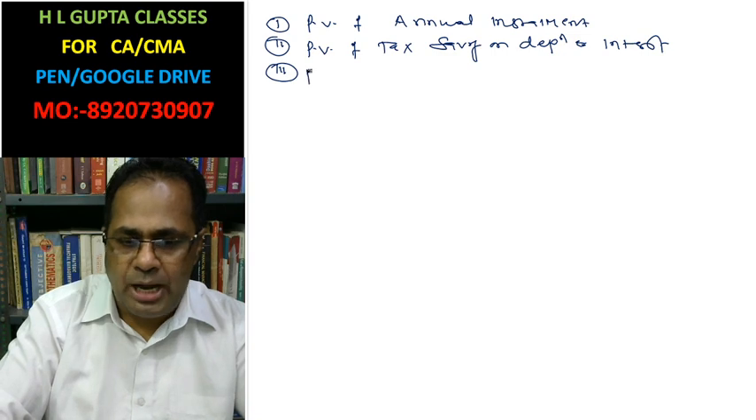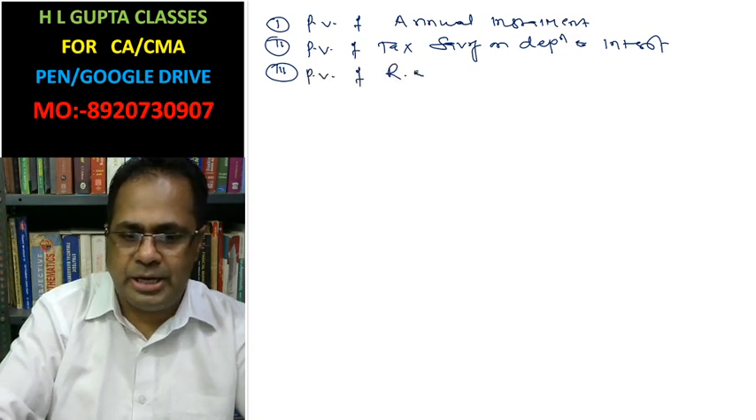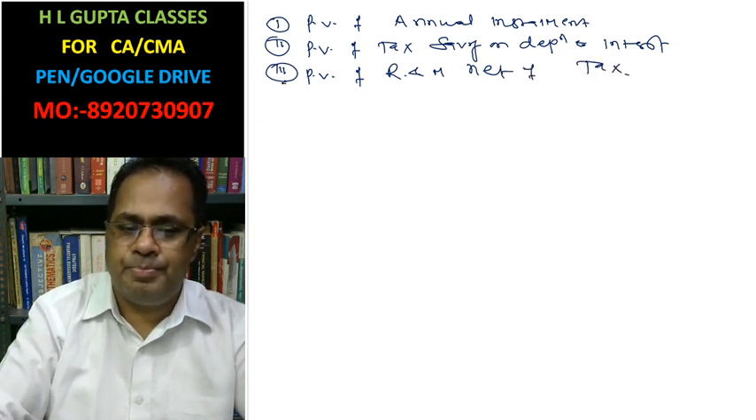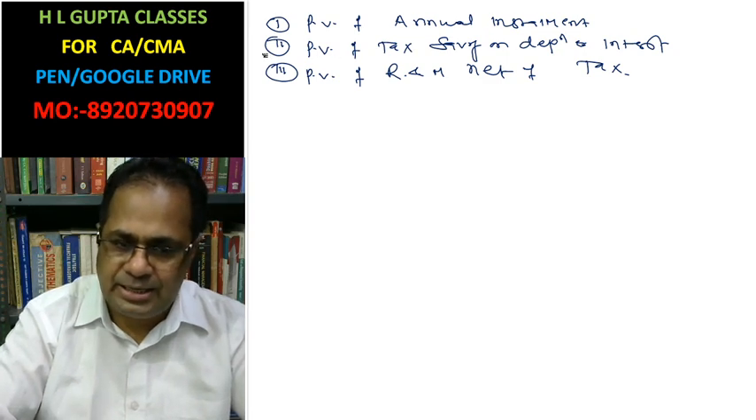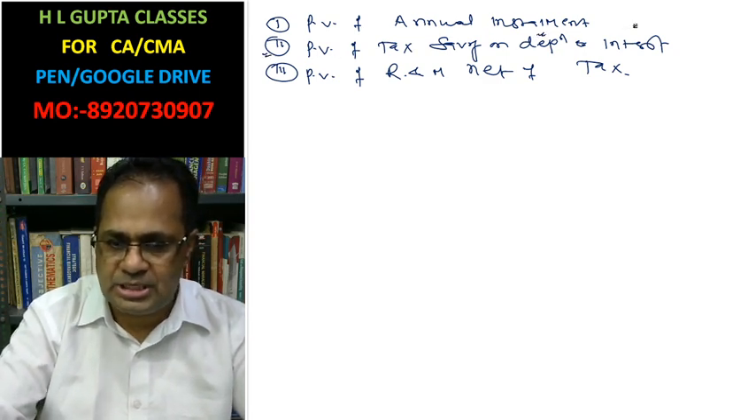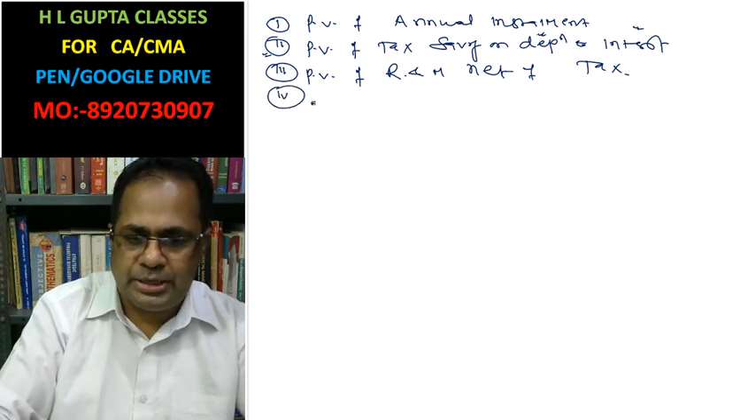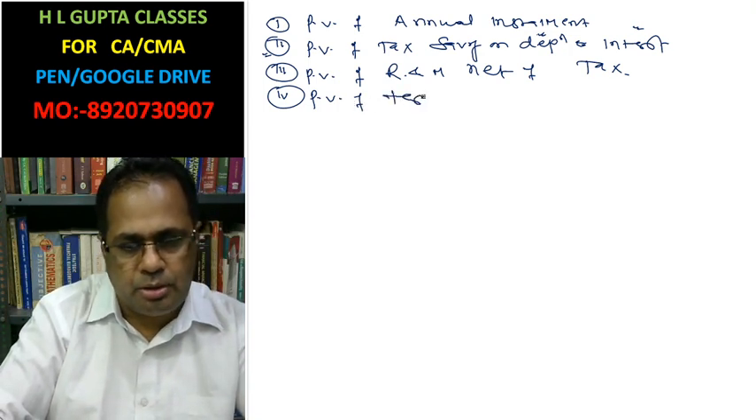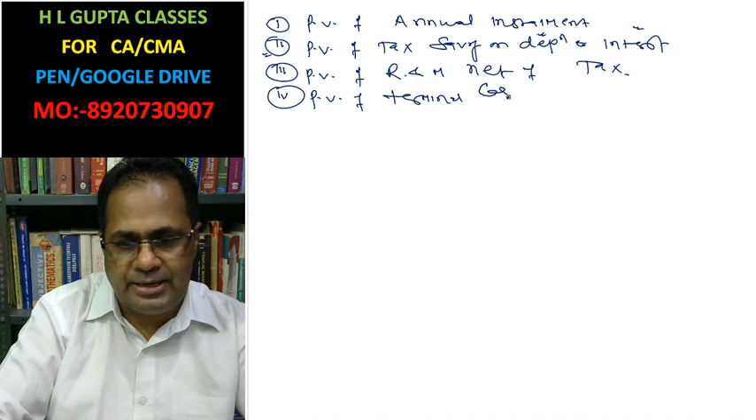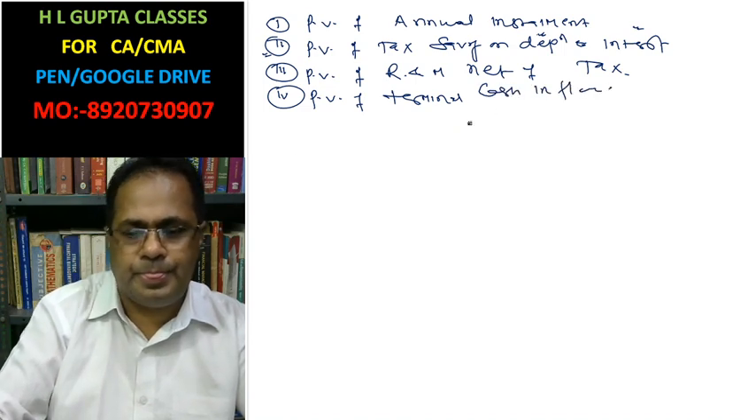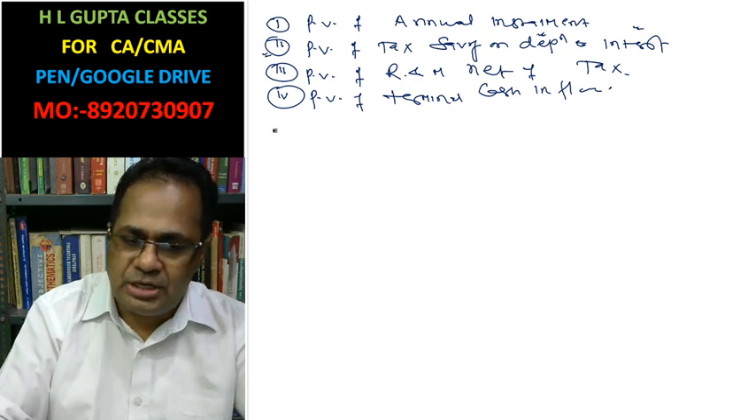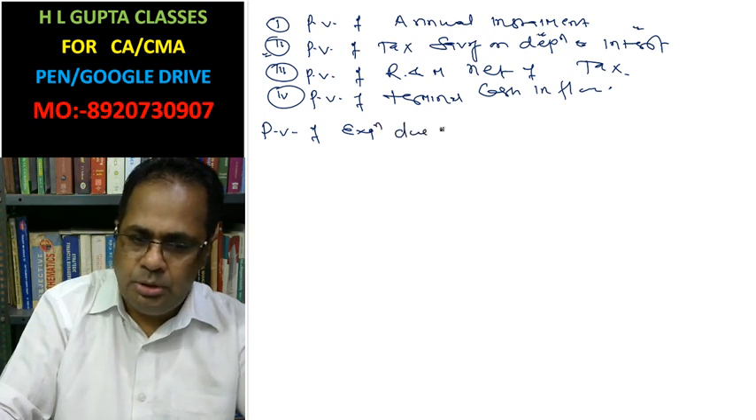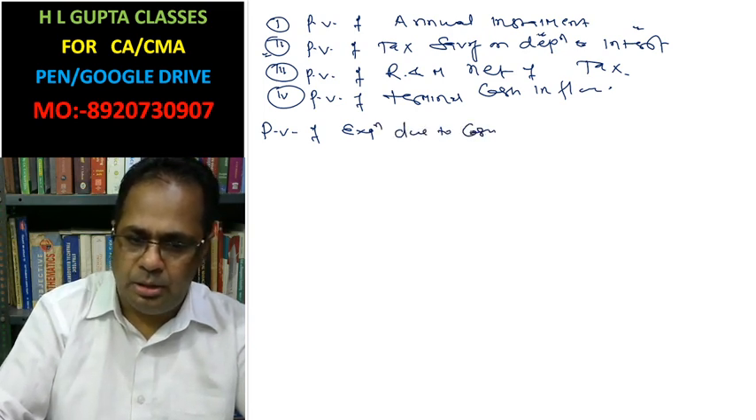Third, you have to calculate the present value of repair and maintenance net of tax. For the second step, you need to calculate depreciation as well as interest. And in the fourth case, the present value of terminal cash inflow you need to calculate. After this, what will be the present value of expenditure due to bank borrowing?